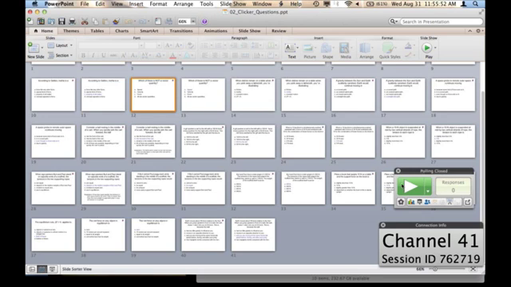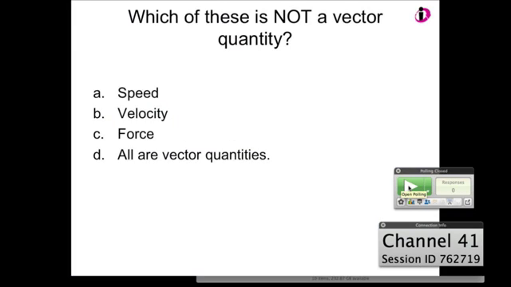All right, polling is open. Which one of these is not a vector? Remember, a scalar just has magnitude. A vector has magnitude and direction. So which one of those does not have direction?